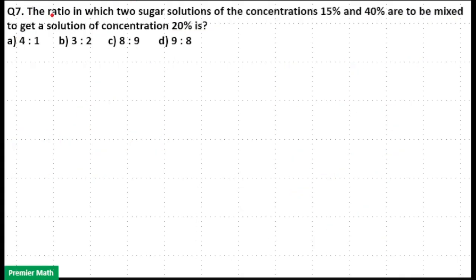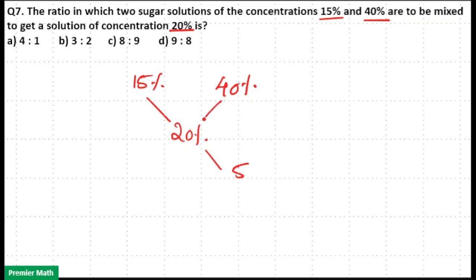Next is question number 7. The ratio in which two sugar solutions of concentration 15% and 40% are to be mixed to get a solution of concentration 20% is? Simple question. 15% and 40% are to be mixed to get 20%, which means use alligation. 20 minus 15 is equal to 5%, 40% minus 20% is equal to 20%. This cancels with 5. 5 4s are 20, 5 5s are 1. So 4:1, option A is your answer.